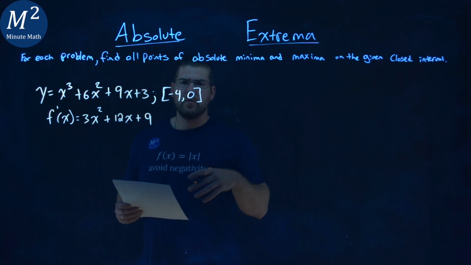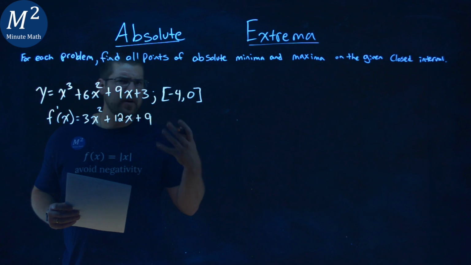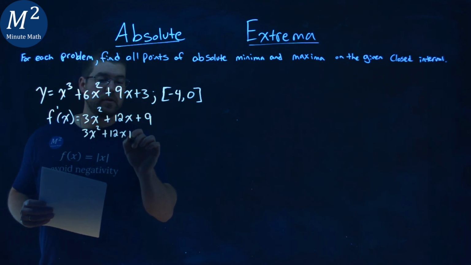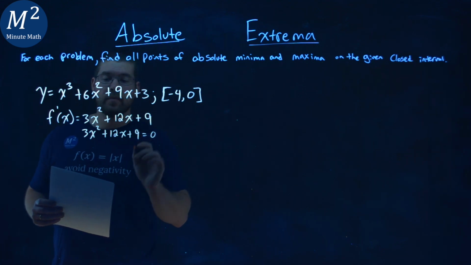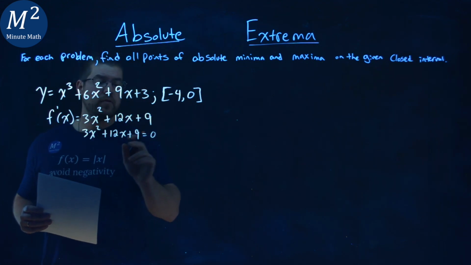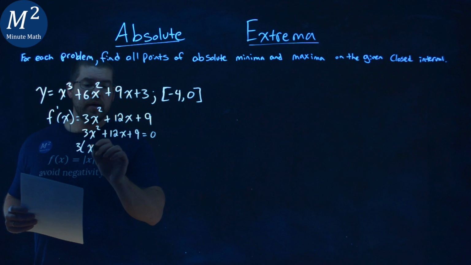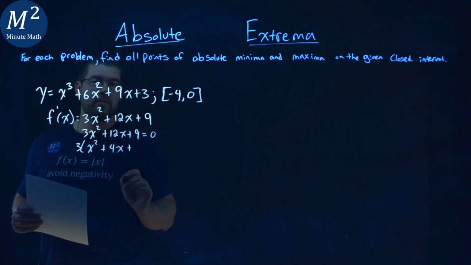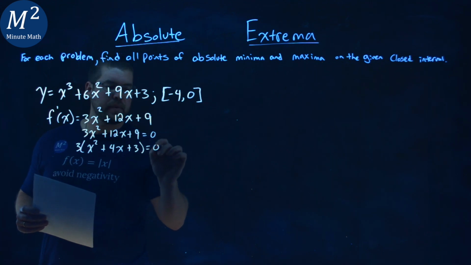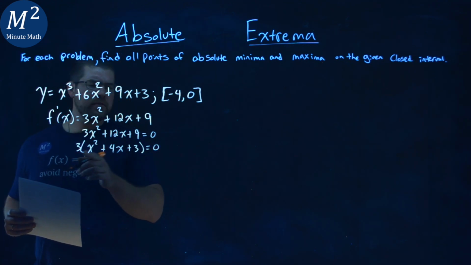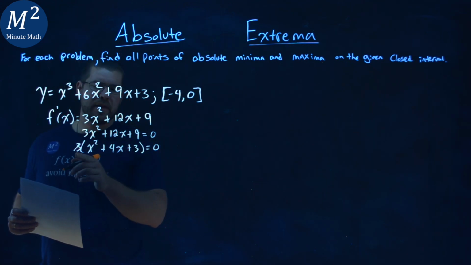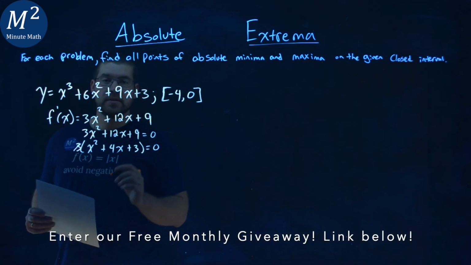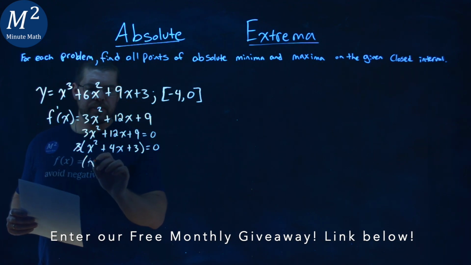We take our derivative and set it equal to 0 and solve to find our critical values. 3x squared plus 12x plus 9 equals 0. From there we can pull out a 3 from all parts here: 3 times x squared plus 4x, 3 out of 12 is 4, and plus 3 out of 9 is 3. Now we divide both sides by that 3, and that cancels it. So we have x squared plus 4x plus 3 equals 0, and that can factor.